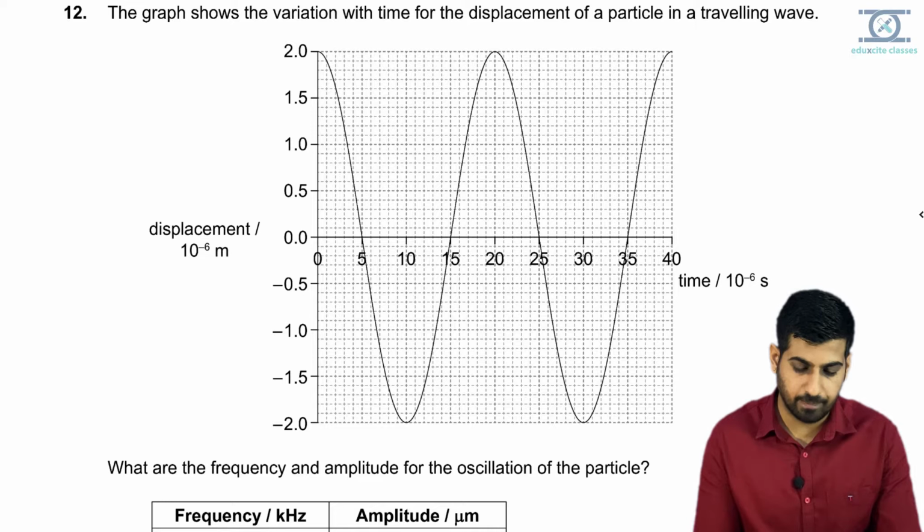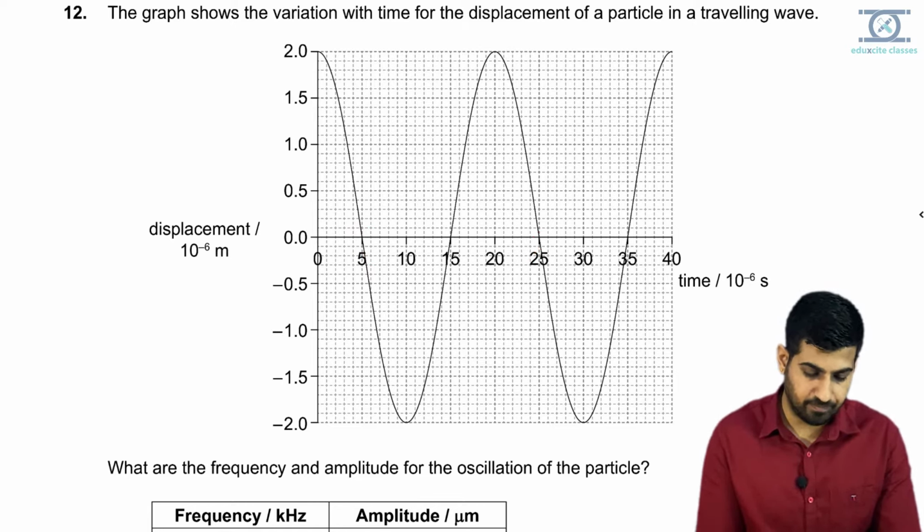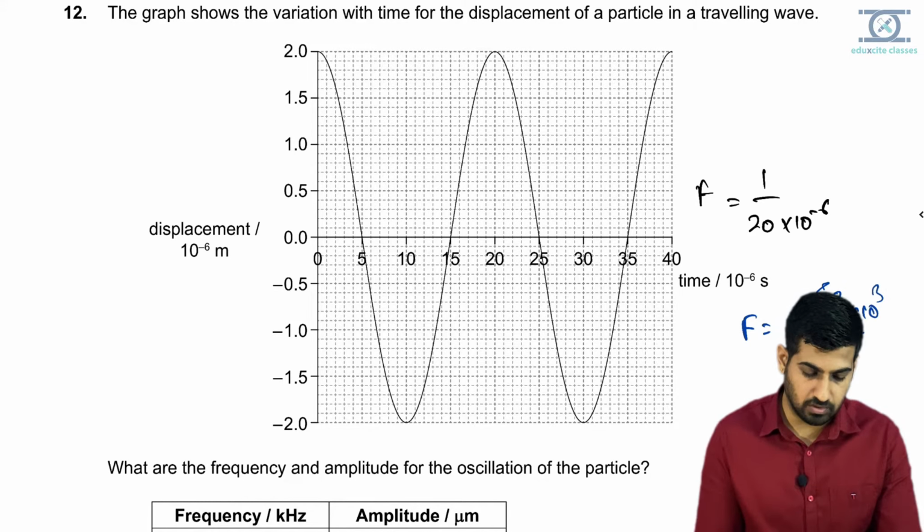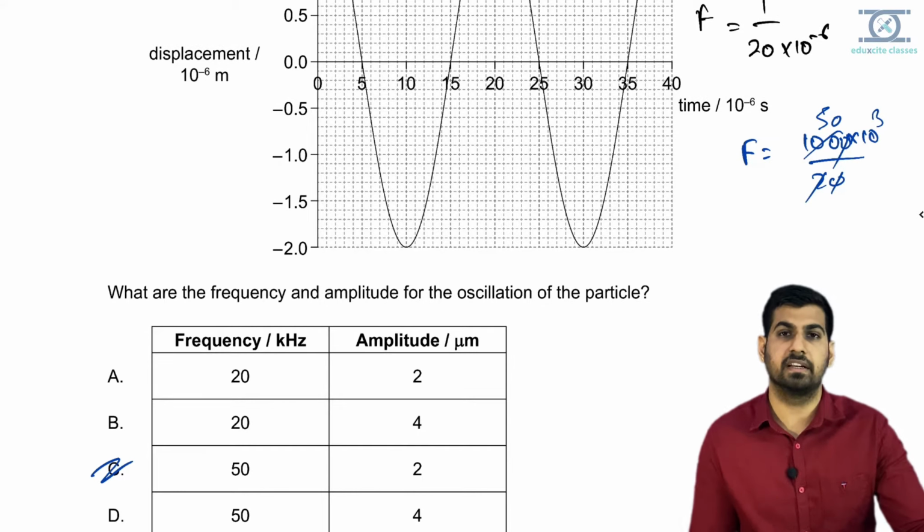Frequency is 1 upon the time period, and the time period, for one oscillation, let us take from this point to this point. So you can say it is 1 upon 20 times 10 raised to power minus 6. This is the frequency. So F is equal to 100 into 10 raised to power, in kilo, so I can take this upon 20. So this is 50 kilohertz. So option C is the right answer.